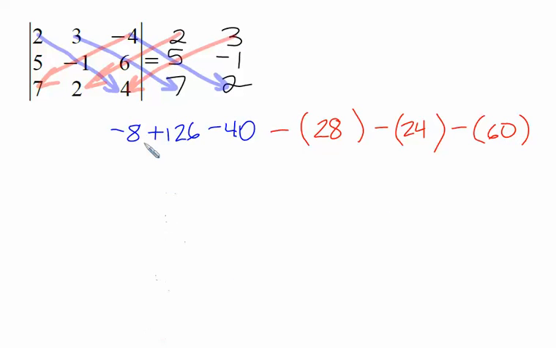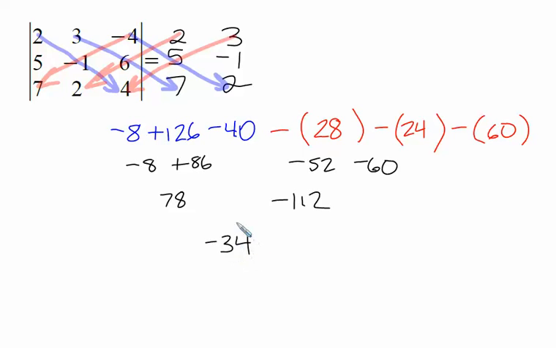So if we combine all of those things, now be careful, this is going to take a little bit of work. This will be a -8. These two would be a +86. When we work those out, -8 plus 86 is going to be a 78. Over here, -28 minus 24 is going to be a -52, and then we're subtracting 60 more. That's going to be a -112. 78 minus 112. I believe that's going to be a -34.